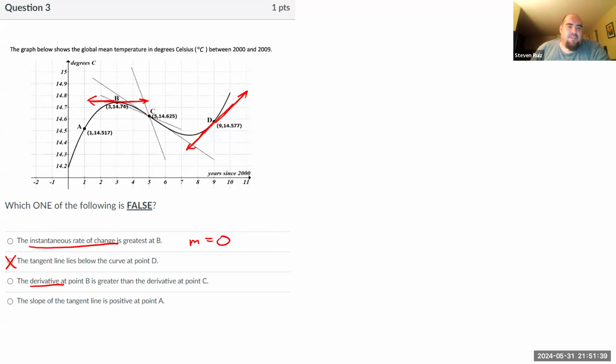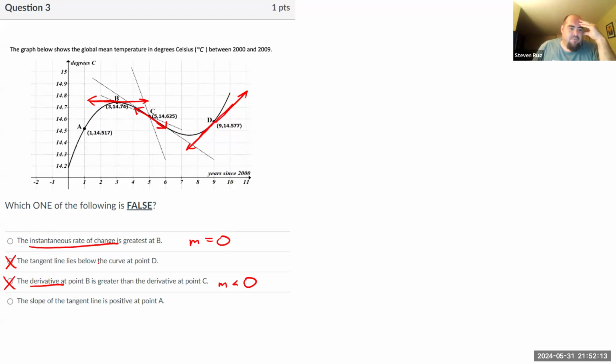So at point C, what's happening? Let's try to draw a slope of a tangent line again. So that's going to look something like this. So if you read that line from left to right, we are seeing that it slopes downward. That tells me that this derivative is negative. It's less than 0. So because of that, I think the derivative at point B is greater than the derivative at point C. So I'm going to eliminate that choice.